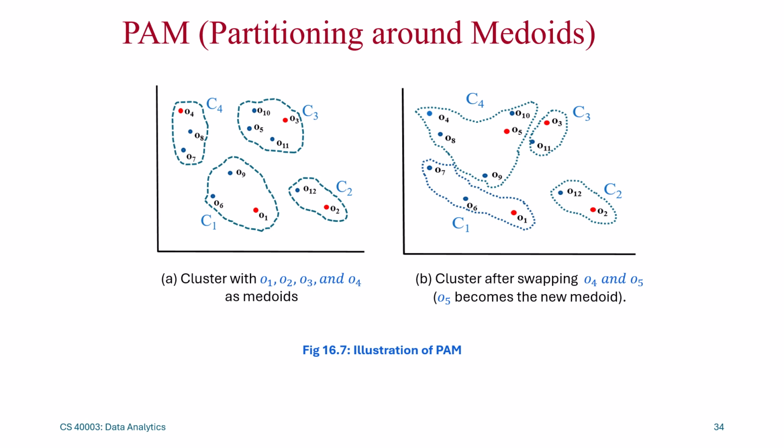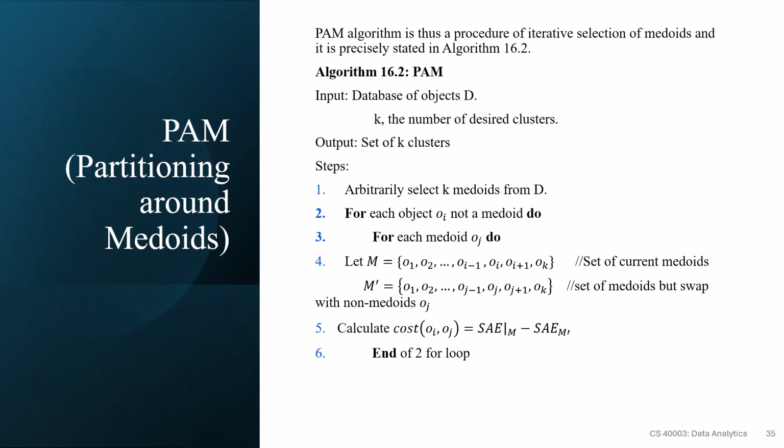In the partitioning around medoids figure, look at the left-hand side diagram. O1, O2, O3, O4 are the medoids of the respective clusters. On the right-hand side, O4 has been replaced by O5. So O5 becomes the new medoid of the C4 cluster.